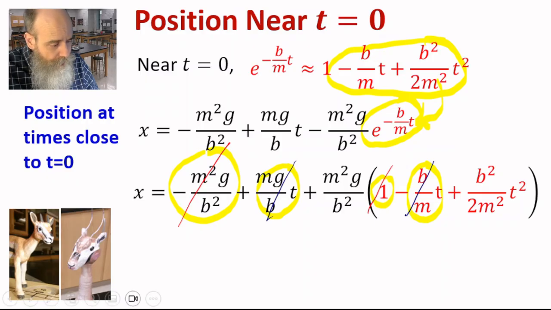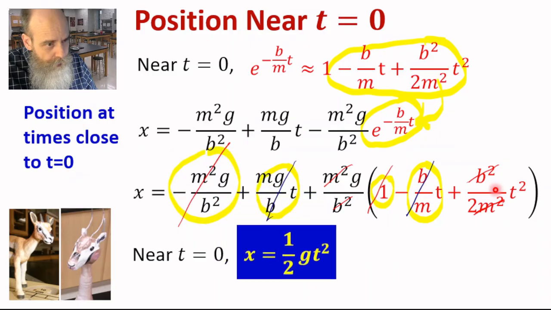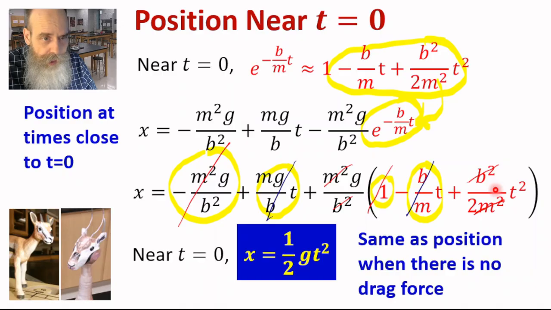And what are we left with? We're left with the final term. And look, the m squared cancels with this m squared. The b squared cancels with this b squared. And what we are left with is g over 2 times t squared. So this is what we get near t equals 0: x equals 1/2 g t squared. This is the same as the position when there is no drag force.